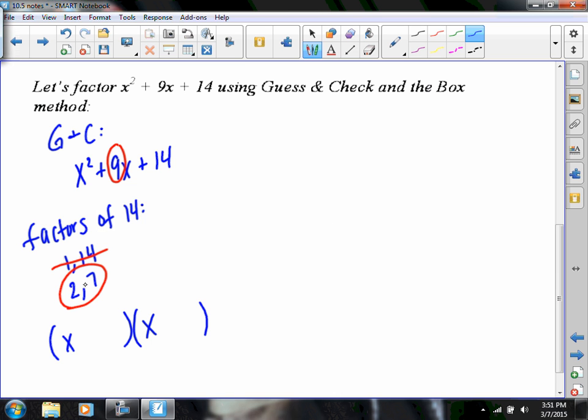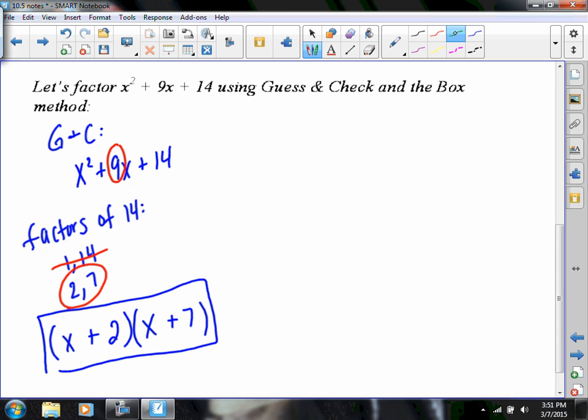Then I'm going to put these two factors in, the 2 and the 7, because those are the factors I want that will multiply together to be 14, but add together to be 9. And the way I get them to add up to 9 is if I do 2 plus 7. So I need them both to be positive. And there is my factored set of binomials.